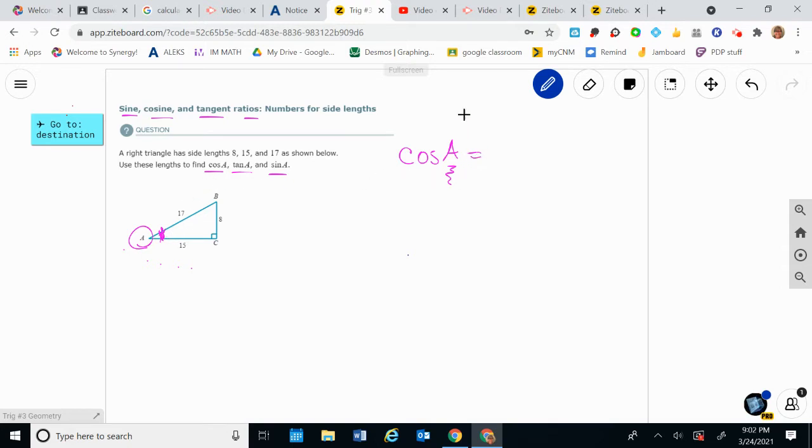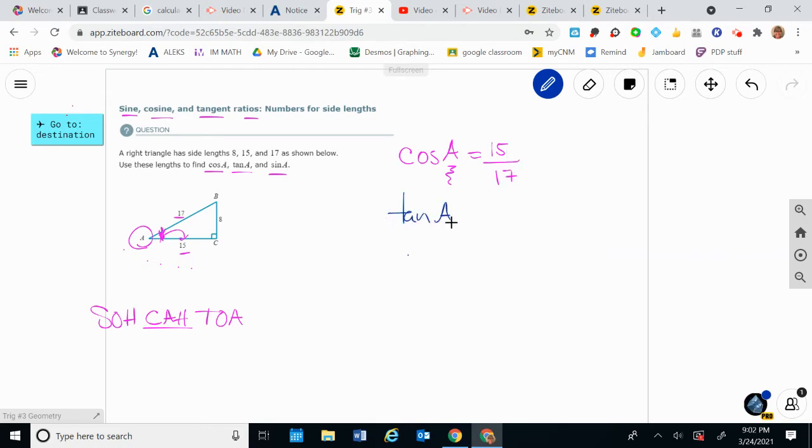Cosine is equal to, again, write this down, SOHCAHTOA. So cosine is equal to adjacent over hypotenuse. So we stand here and adjacent is 15 and the hypotenuse is 17. So the cosine of A is 15 over 17. And that's it.